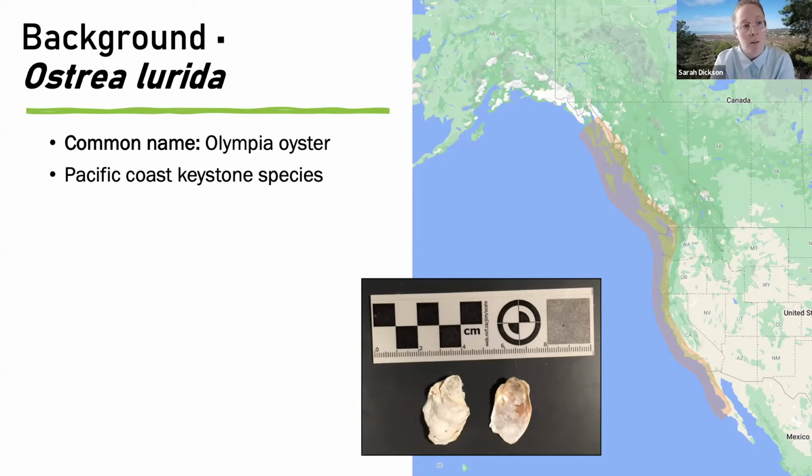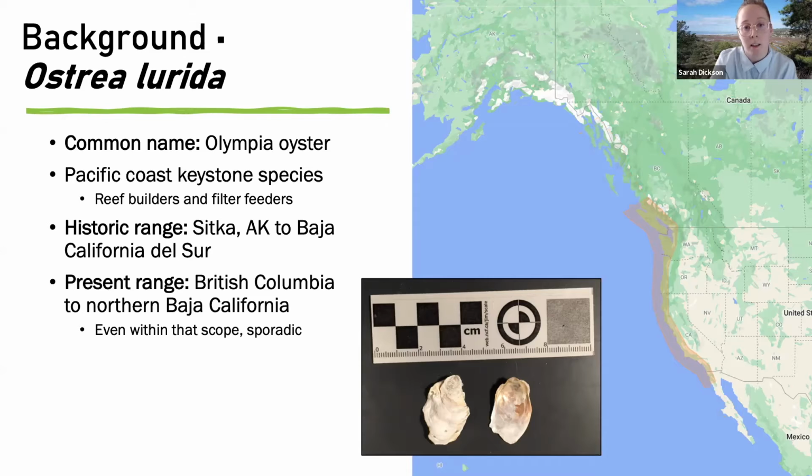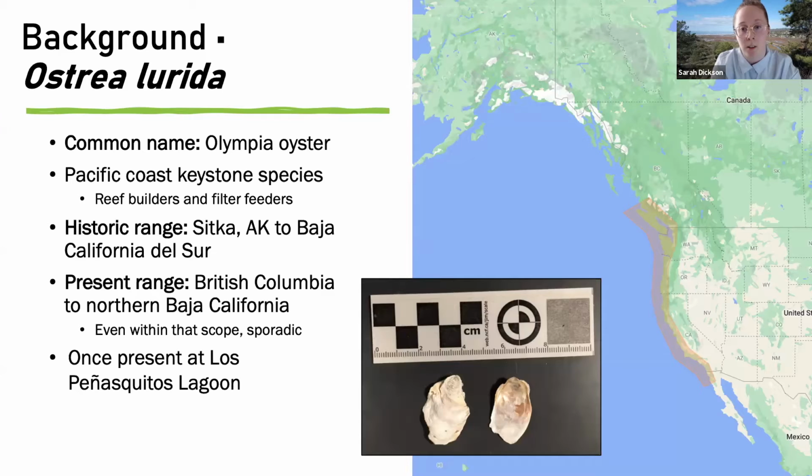In this case, they're reef builders and filter feeders. Their historic range extended from Sitka, Alaska to Baja California del Sur. At present day, the Olympia oyster is only found between British Columbia and northern Baja California, and even within that range, the population has dwindled. Previous research has found that there are Ostrea lurida shells at our study site, Los Peñasquitos Lagoon.